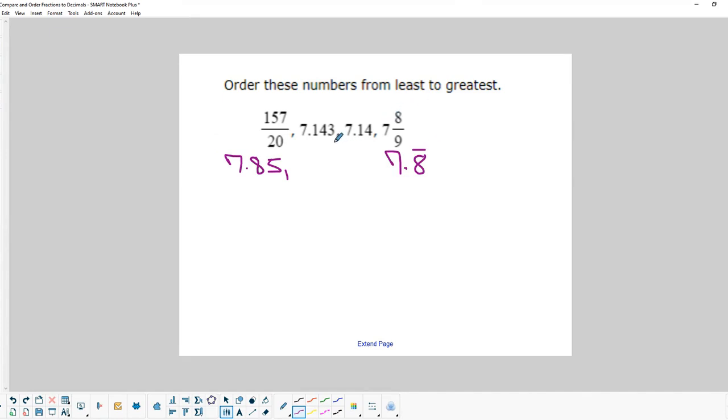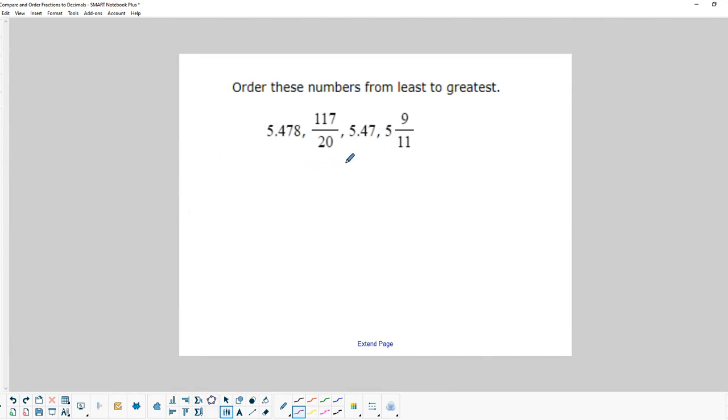And we're going from least to greatest. So of all of the decimals I have here, that 7.8 repeating is the biggest one. The next biggest one is 7.85. And then if we look at these two, we've got 7.14 and 7.143. So the next biggest one is going to be 7.143. And then our smallest one will be 7.14. That'll be your 4 numbers. Okay, great.